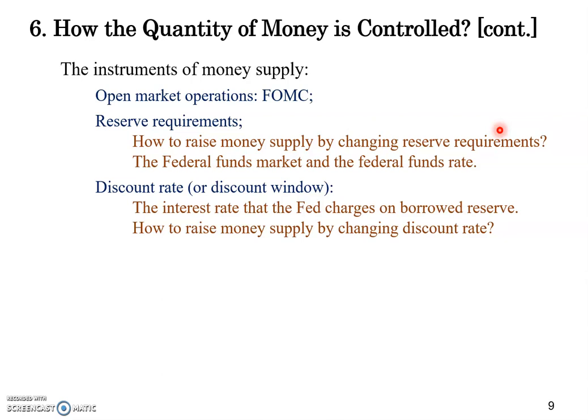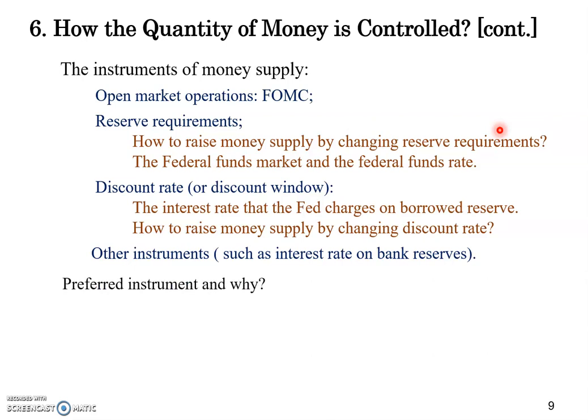And vice versa, if they want to lower the money supply, they're going to increase the discount rate. So it's more expensive for these commercial banks to borrow. And of course, they have other instruments.